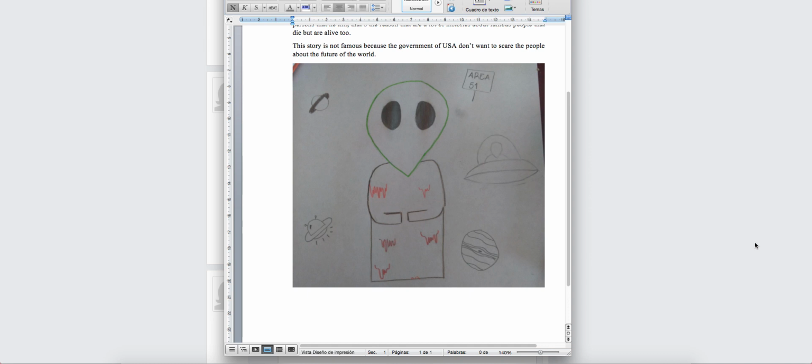Okay. This is a story of an alien. He wants to dominate the world with his friends. That's the reason he escaped from Area 51. He wants to dominate the world, so he changed his body for the body of important people. So he killed a person, and then he took their place.